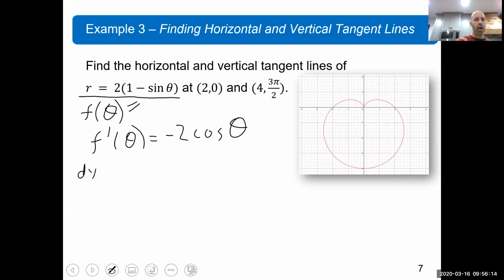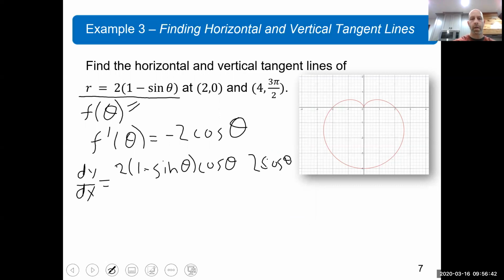So to find dy/dx, we can start to just plug that into our formula here. So we're going to do, first of all, 1 minus sine theta times the cosine of theta, and I'm just using the formula here, minus 2 cosine theta sine theta, all of that divided by negative 2 times 1 minus sine theta.